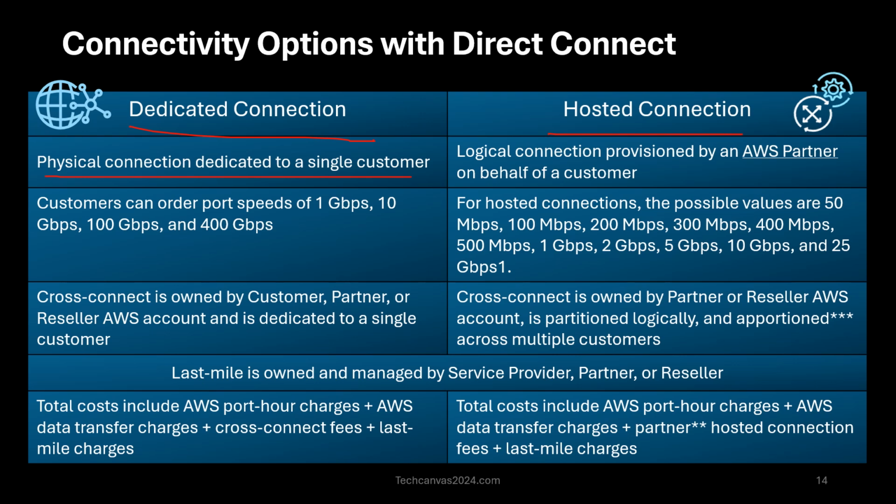Your dedicated connection speed can go up to 400 Gbps, as it is available for certain regions and certain AWS Direct Connect locations worldwide. Your hosted connection can go up to 25 Gbps on certain locations. The connectivity remains the same: both the AWS Direct Connect cage and your customer or partner cage will be connected via cross connect, and the customer or partner is the one who's responsible for the charges. AWS will not pay for this, right? And the other important part is the last mile. The last mile is owned and managed by the service provider, partner, or reseller.